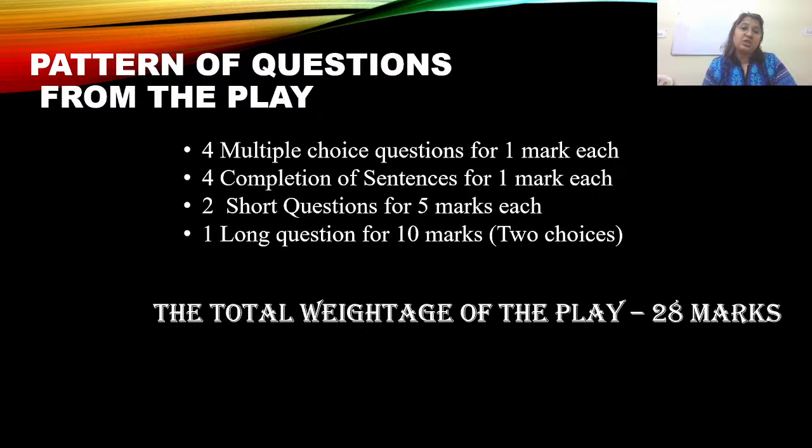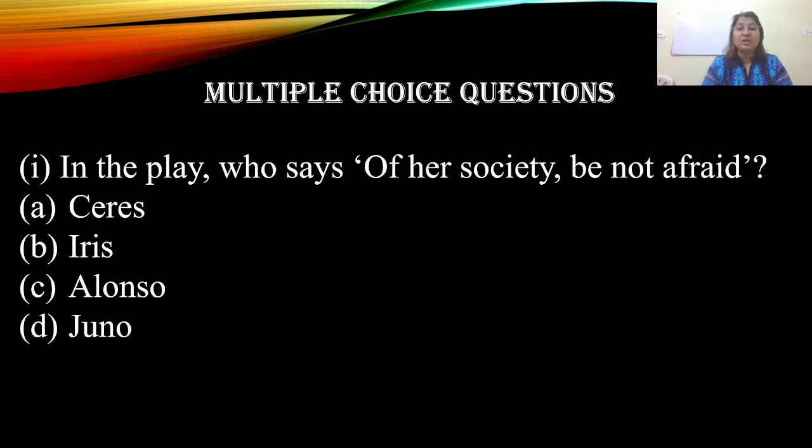Four multiple choice questions will be there for 1 mark each. Four completion of sentences will be there for 1 mark each. Two short questions for 5 marks each, which you will have to attempt. And then, of course, one long question for 10 marks. Two choices will be given, but you will have to attempt any one of them, which is compulsory. So, in this way, the total weightage of the play is 28 marks out of 80. Please understand that the play is very important.